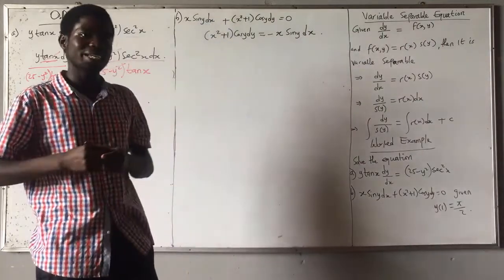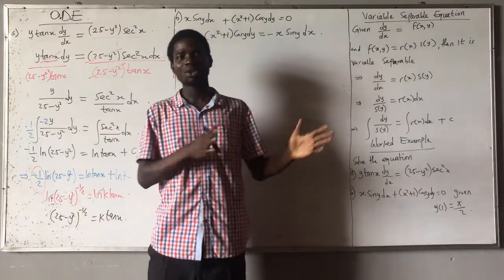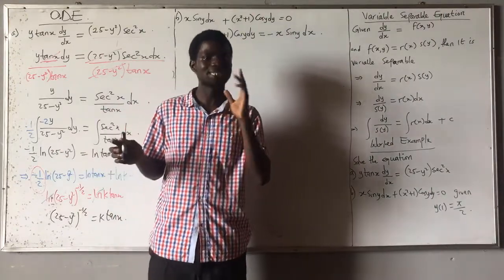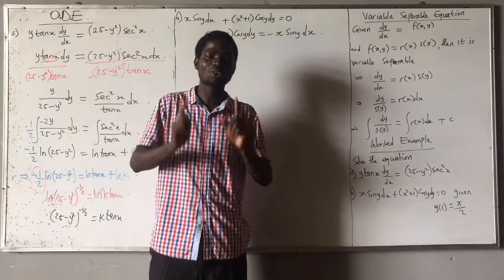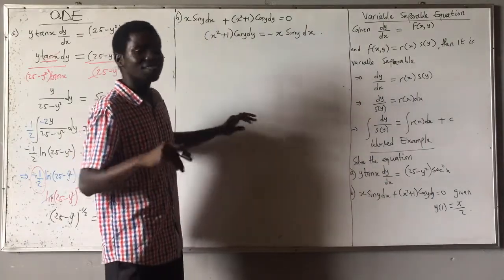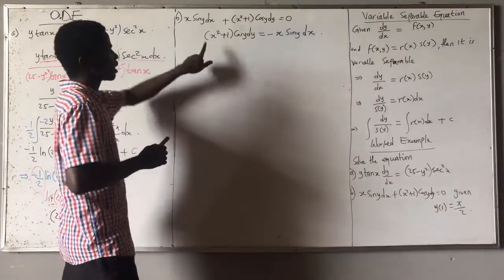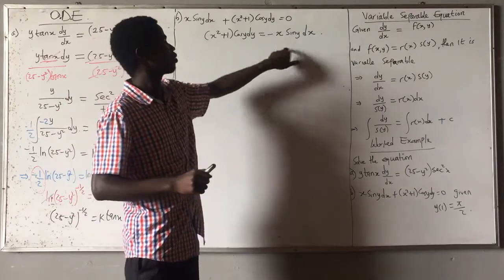Yes. Is it possible for you to take all the x to one side and bring all the y to one side? Yes. So since it is possible like that, you will do that. And that is what we call variable separable. We are separating the variables.